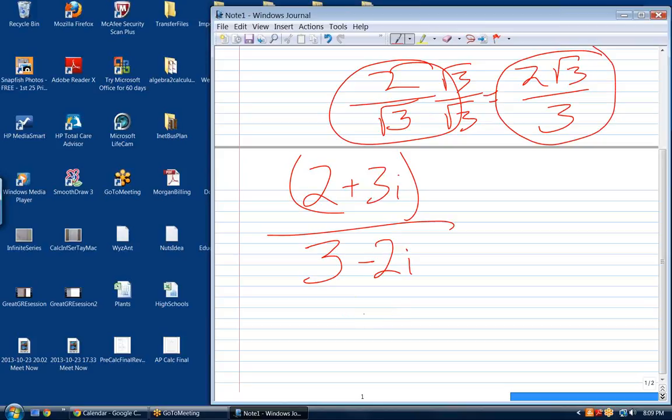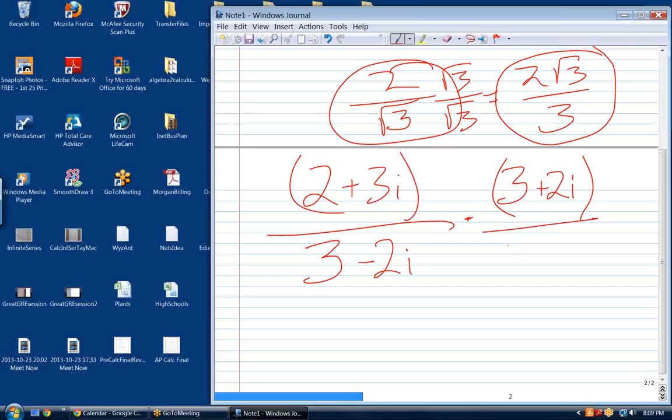Well, by the same token, you never want an imaginary denominator. I don't mind having an imaginary numerator, but I can't stand an imaginary denominator. So instead of doing division, we're going to multiply by the conjugate. That's the conjugate. In other words, it's this with the opposite sign. Now, I can do that because 3 plus 2i over 3 plus 2i is 1. And you can multiply any fraction by 1 without changing its value.